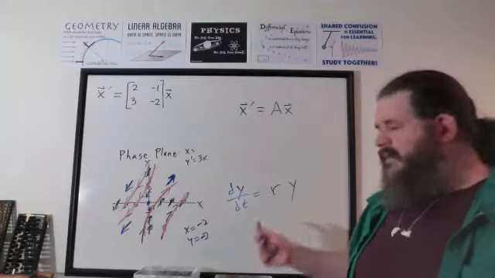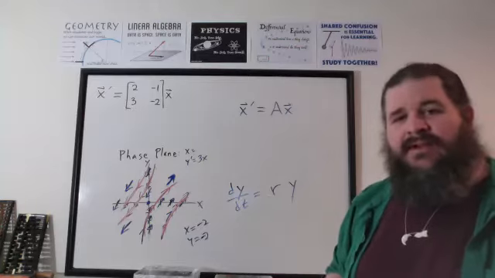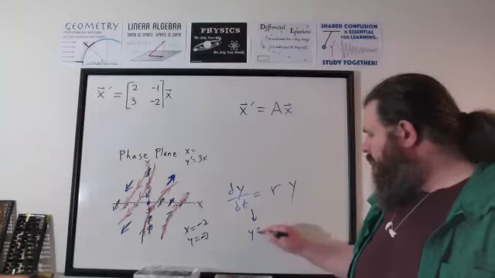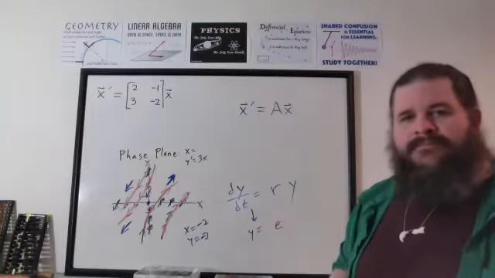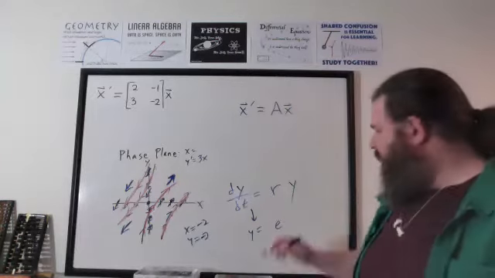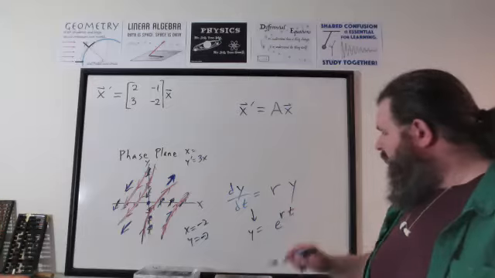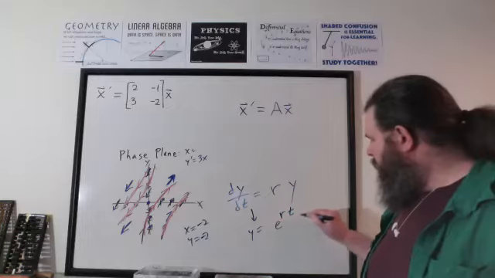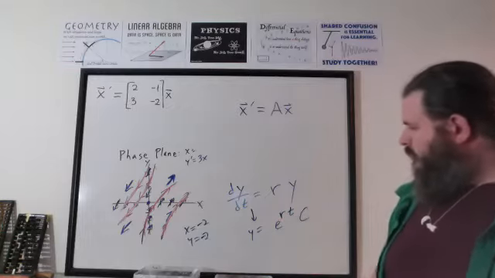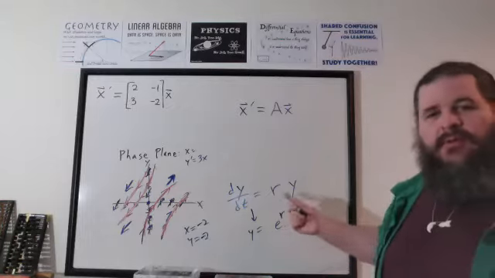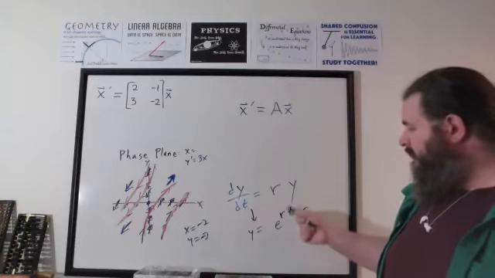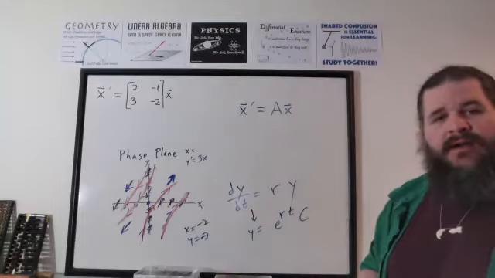Yeah, this should be e to the t, and not just e to the 1t, but e to the what? Yeah, it's going to end up being e to the rt, and also possibly times a constant multiplier. So the general solution to this, because we want all possible solutions, is going to be e to the something t times a constant multiplier.